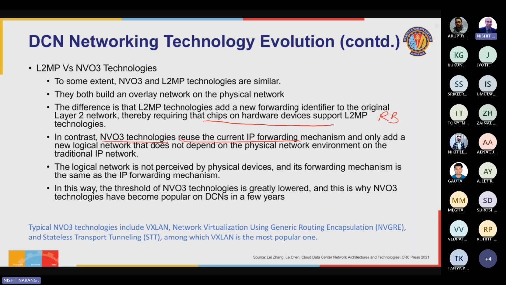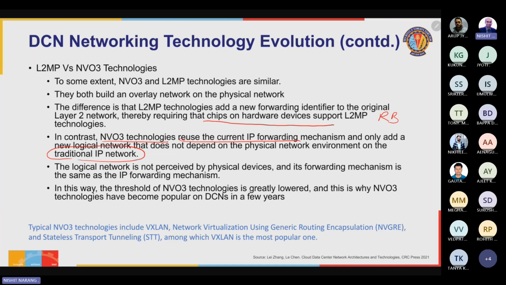So they don't need any new logical network identifiers. They use the traditional IP addresses. They use the IP routers. Nothing different. It's like an IP network within a data center. Okay. So NVO3 is much simpler compared to L2MP because they reuse everything that comes associated with IP.